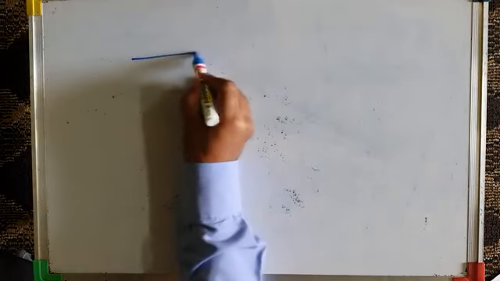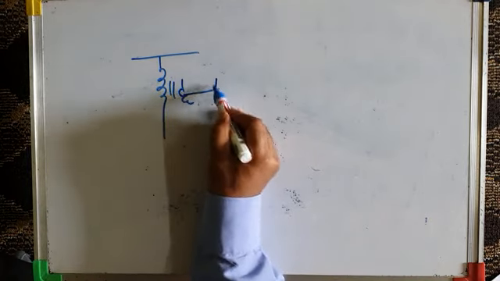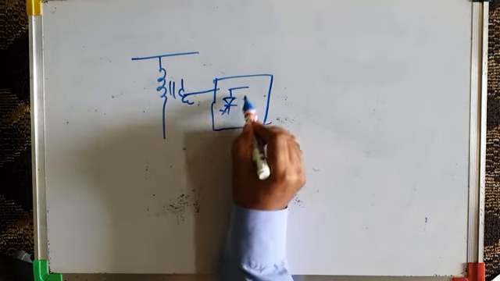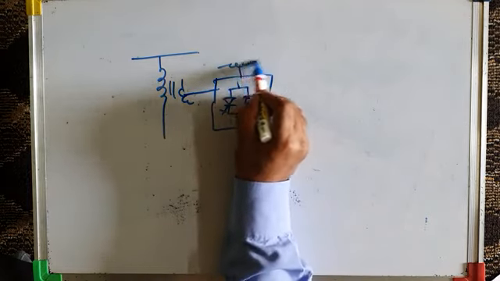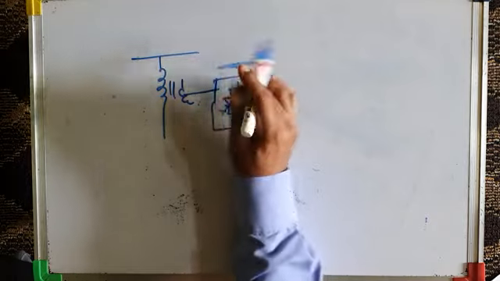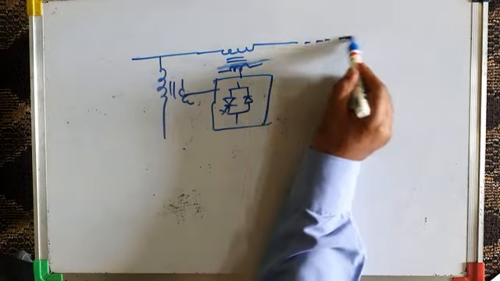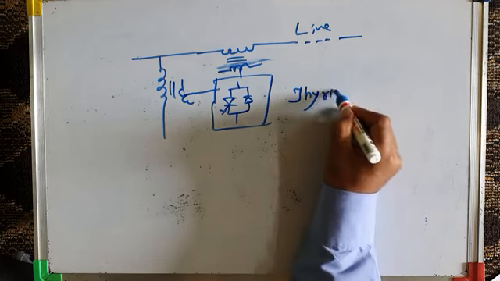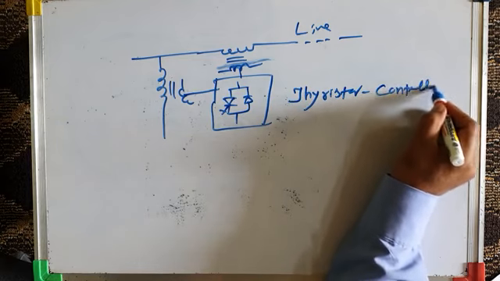And then we can have Thyristor controlled voltage regulator also. I mean, we can have a Thyristor controlled voltage regulator like this. This is a GTO along with anti-parallel connected diode. This is transformer primary, and this is the transformer secondary, and this is our transmission line. This is Thyristor controlled voltage regulator, not Thyristor controlled phase shifting transformer.